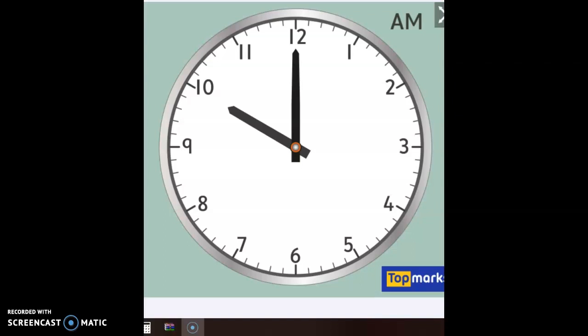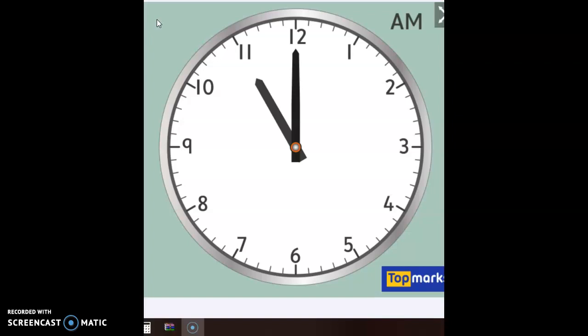Okay, what time is it, guys? It's 10 o'clock. Show it on your clock. Come on. The long hand should be on 12 and the short hand should be looking at 10. Okay, let's try another one, guys. What time is it now, guys? 11 o'clock. Good job. Come on, try it out yourself.